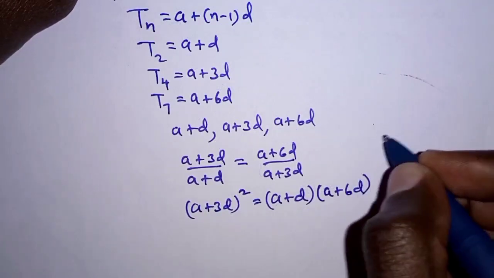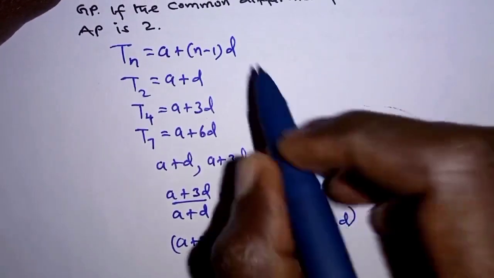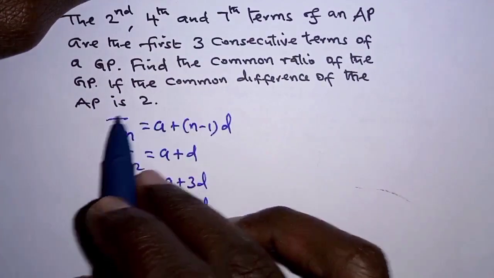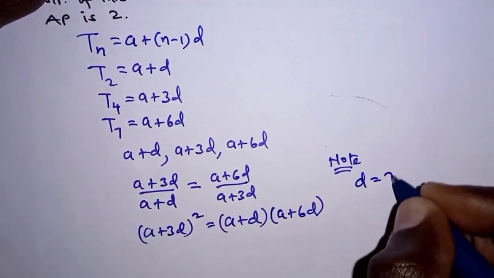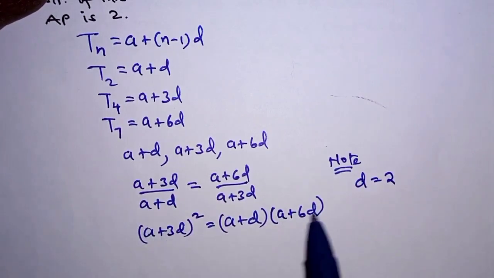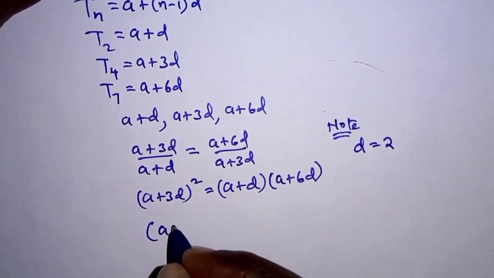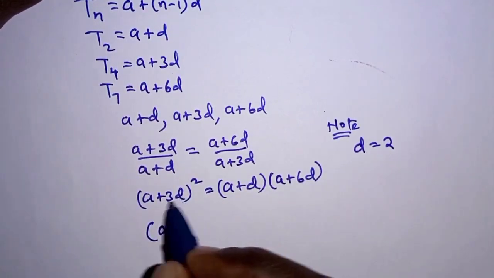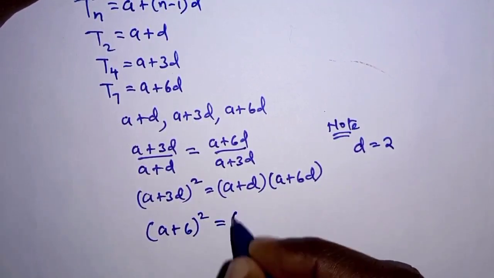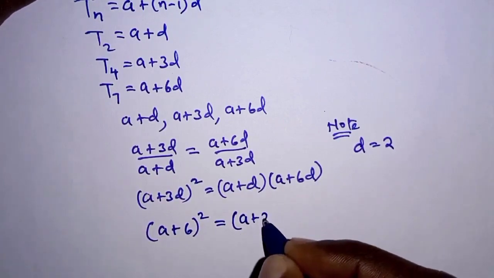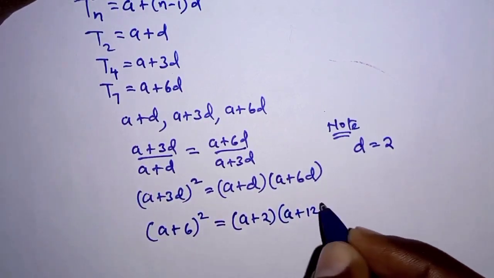Now I want us to note this. In the question, we'd already been told that the common difference of the AP is 2. Now the common difference is D. So if D is equal to 2, we can do our substitutions here to make work easier. So this first bracket we will have A + 3 times 2, D is 2, so 3 times 2 is 6, we square, and then here we'll have (A + 2)(A + 6 times 2), that is 12.